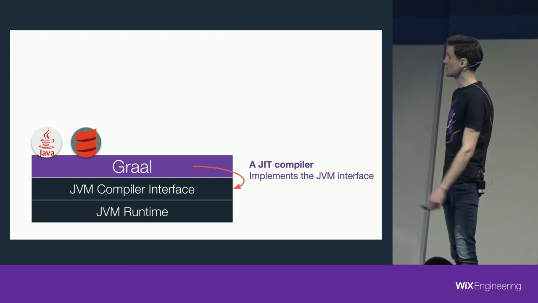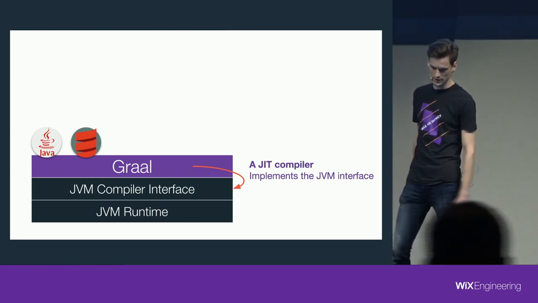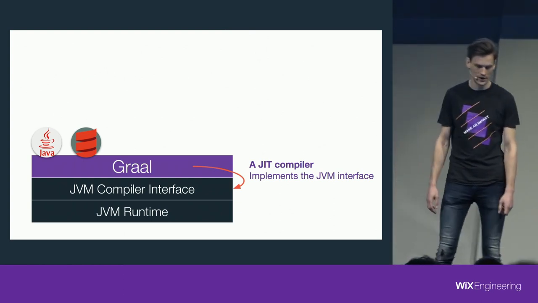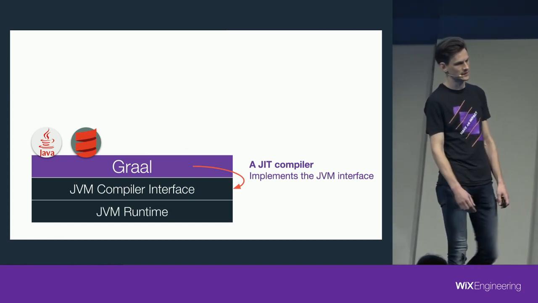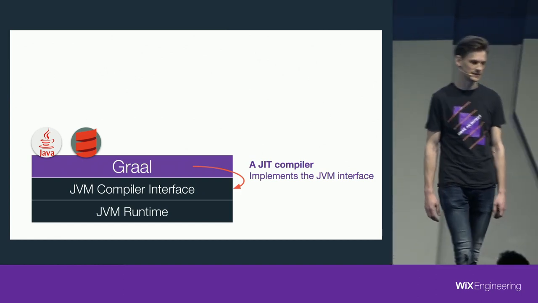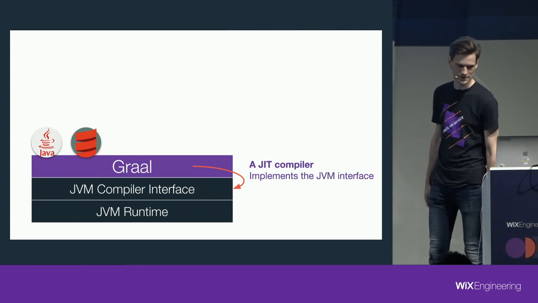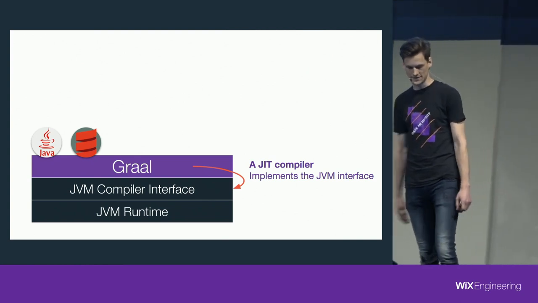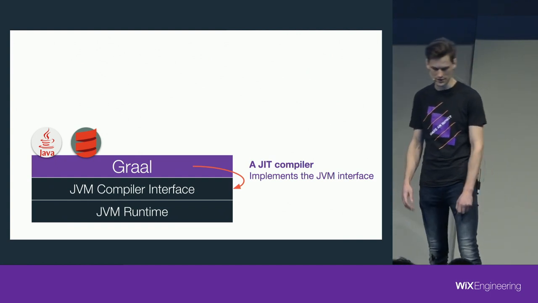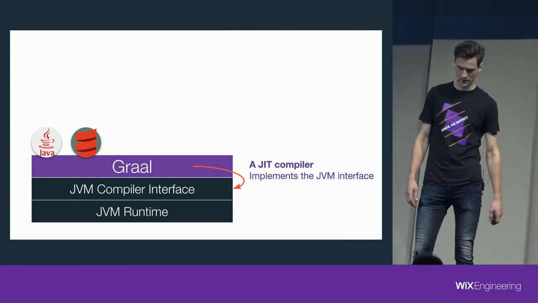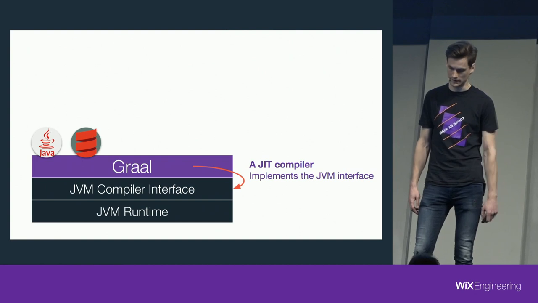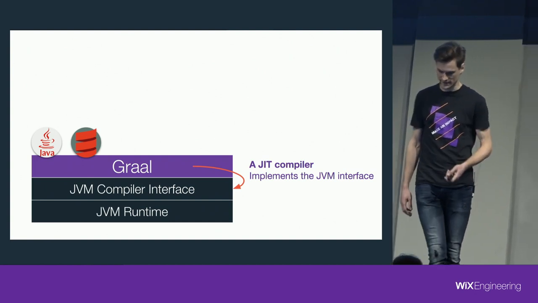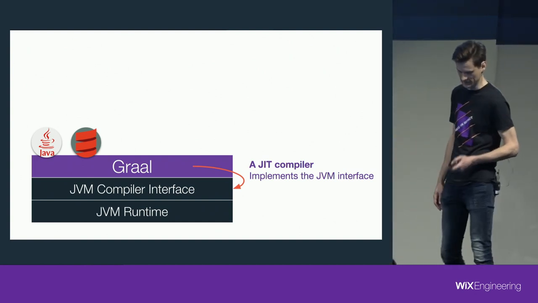So, what is Graal? Graal is a just-in-time compiler. Recently, a new interface has been implemented and exposed in the JVM that allows you to plug different JIT compilers into your JVM. So Graal is such a compiler, it implements that JVM compiler interface.